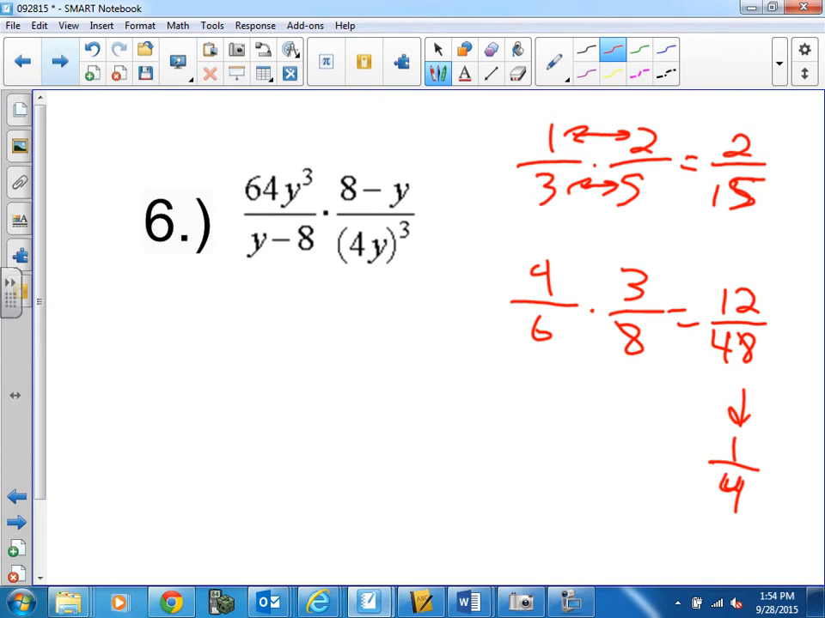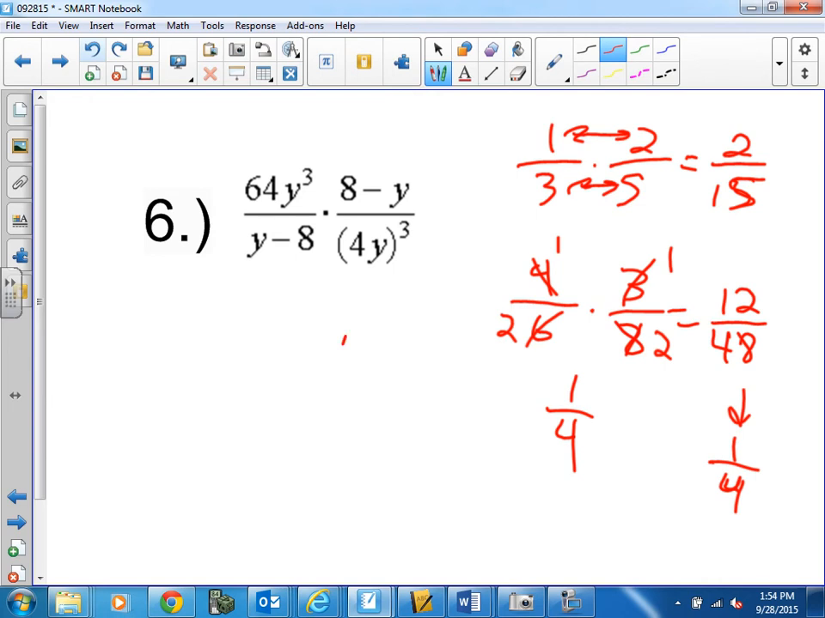So what am I talking about canceling? If I have a 3 here and a 6, I can actually cancel those things. So I can look and say, okay, 3 goes into 3 once, 3 goes into 6 twice. Now I can also cancel this 4. 4 goes into 4 once, 4 goes into 8 twice. So that would be actually now 1 times 1 over 2 times 2, which gives you 1 over 4. So you didn't have to simplify at the end.